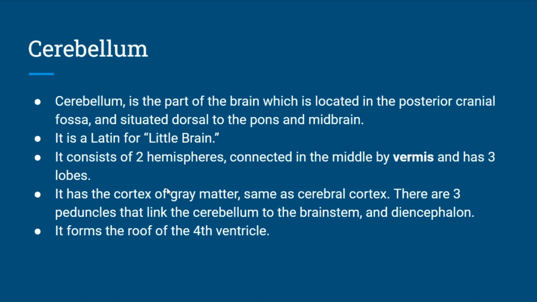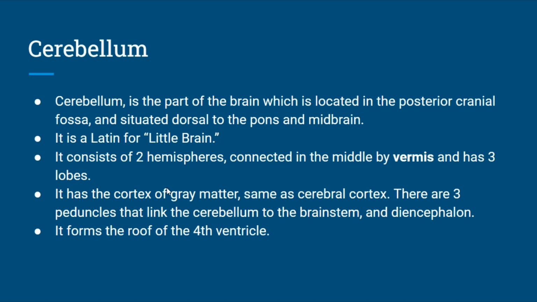So, what is a cerebellum? The cerebellum is the part of the brain which is located in the posterior cranial fossa, and it is situated dorsal to the pons and the midbrain. It is Latin for a little brain. It is tucked away under the cerebral hemisphere, which is the bigger one. The little brain is the cerebellum, and it consists of two hemispheres which are connected in the middle by the vermis, and has three lobes.